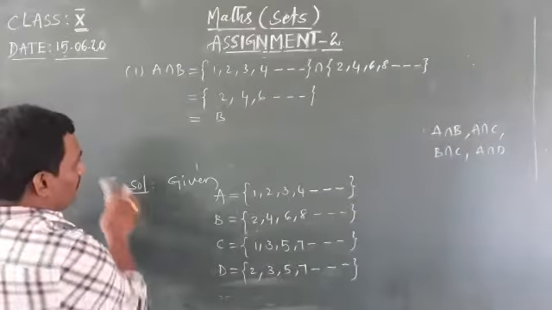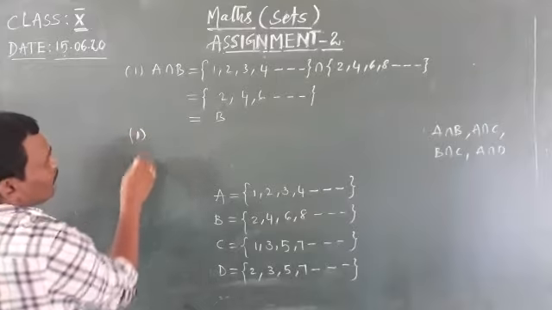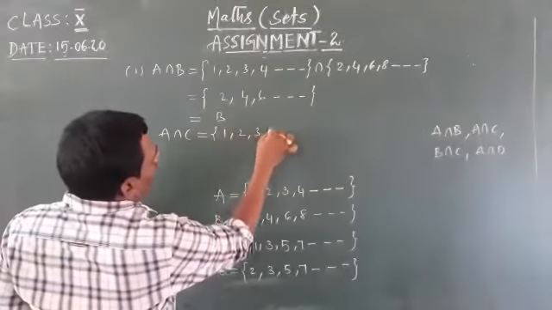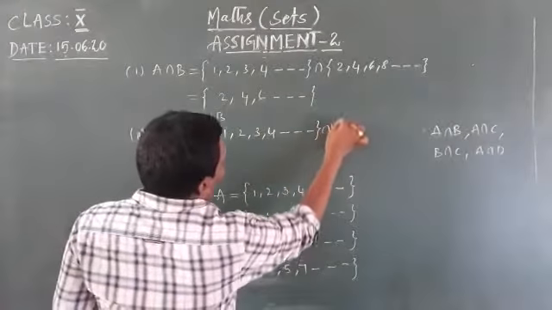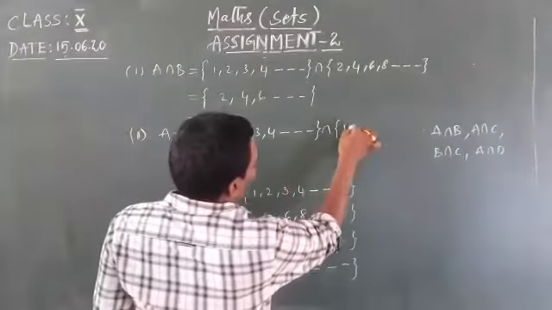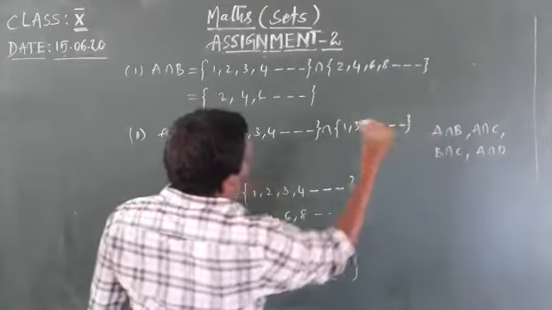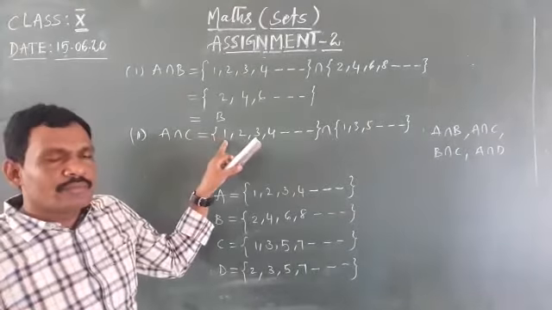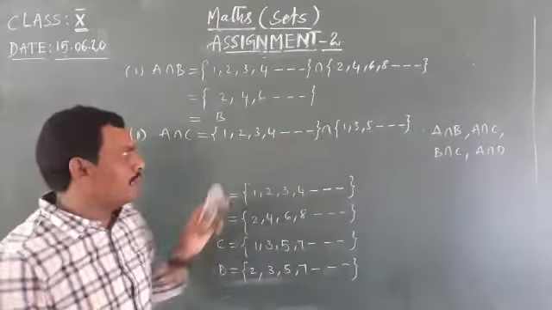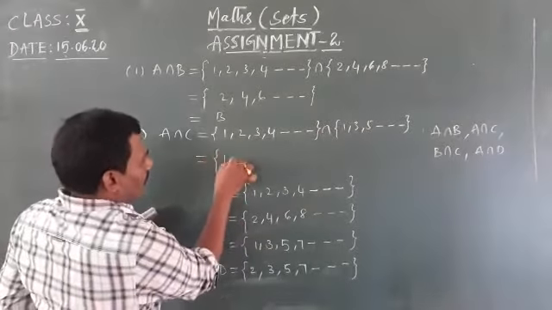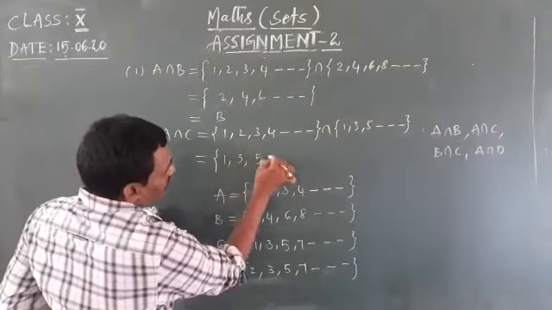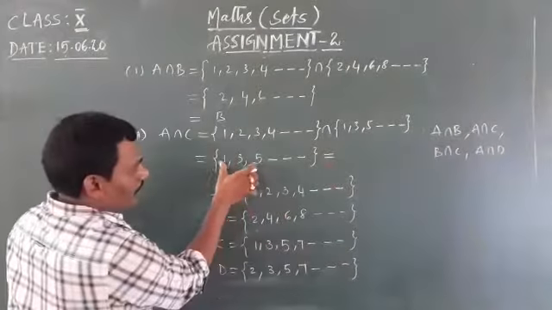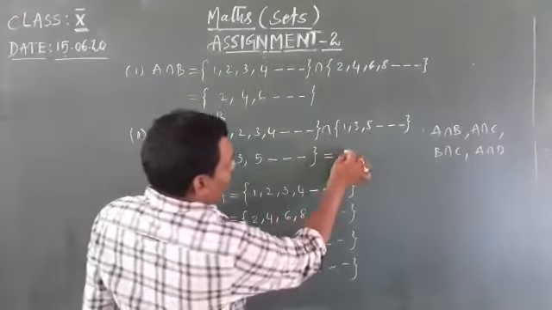Second one, A intersection C. A has the values 1, 2, 3, 4, intersection with C, which is 1, 3, 5 and so on. The common elements in both sets A and C: 1 is common, 3 is common, 5 is common, and so on. So the answer is all the odd numbers, which is denoted by C.